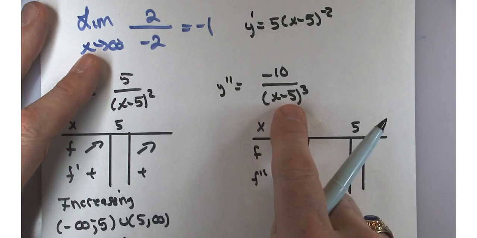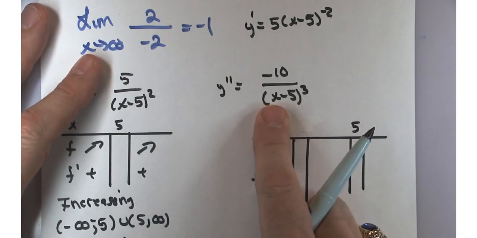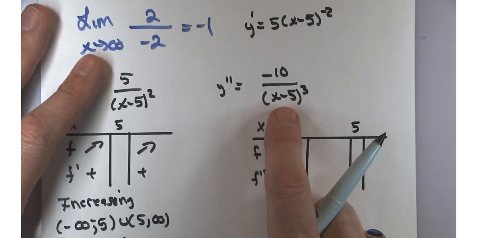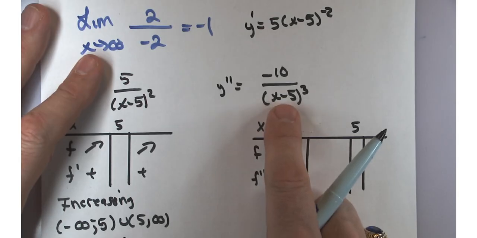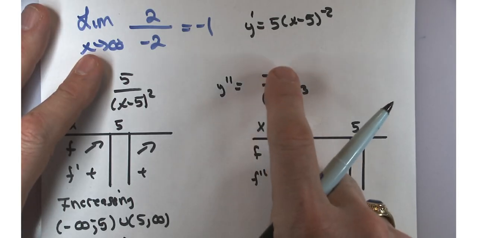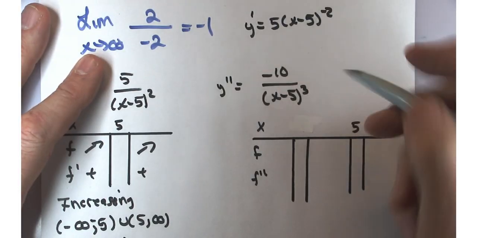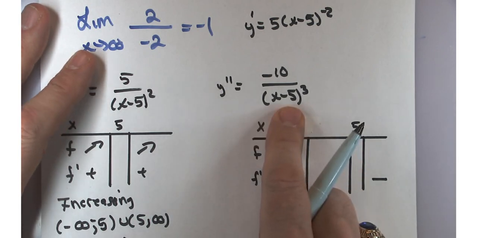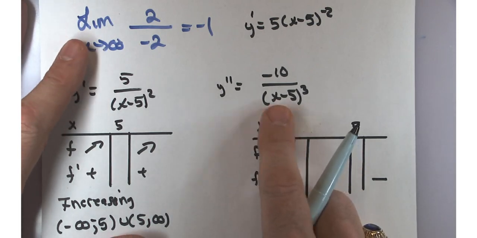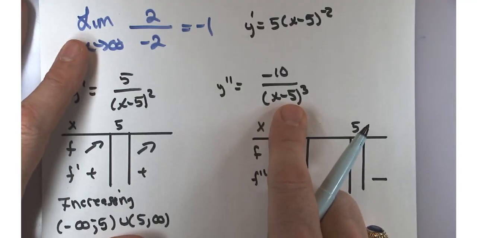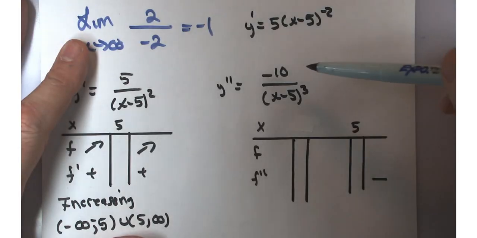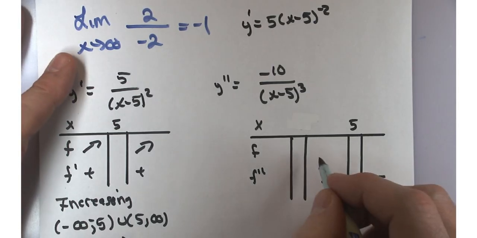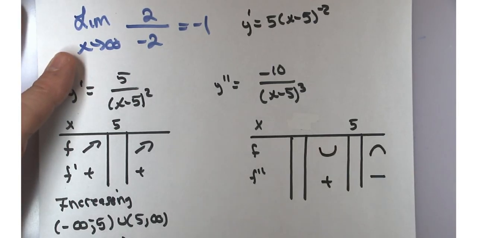To the right of 5, let's just do a little thought experiment. Pick a number like 6. If you put in 6, 6 minus 5 cubed, is the denominator going to be positive or negative? Positive. And a negative in the numerator divided by a positive in the denominator gives me what kind of a quotient? Negative. To the left of 5, say like 3. 3 minus 5 is negative. Cubed is still negative. So a negative divided by a negative is positive. Now that's telling me that the function is concave up and then concave down.